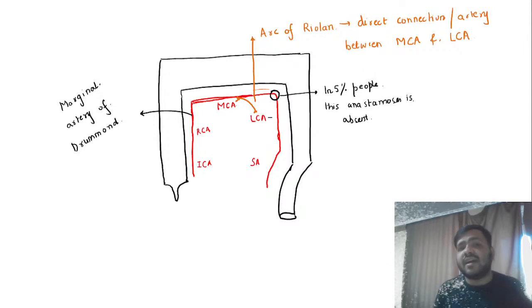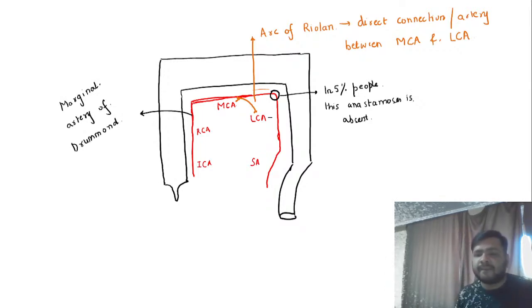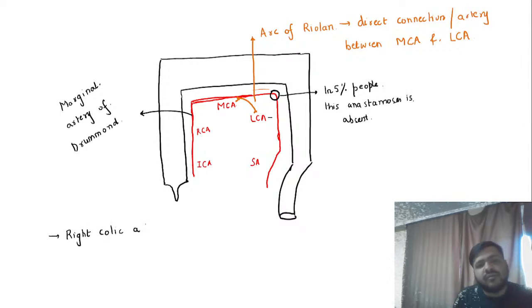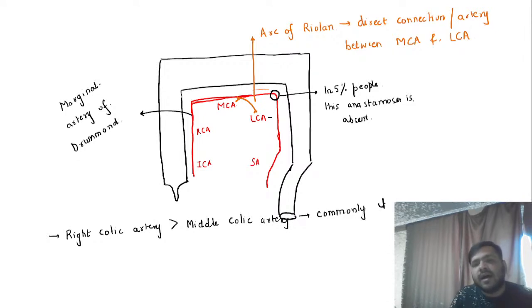In that case, we have a direct connection between the middle colic artery and the right colic artery. So remember two more points that I wanted to discuss over here: the right colic artery, most commonly, then the middle colic artery, is commonly absent.